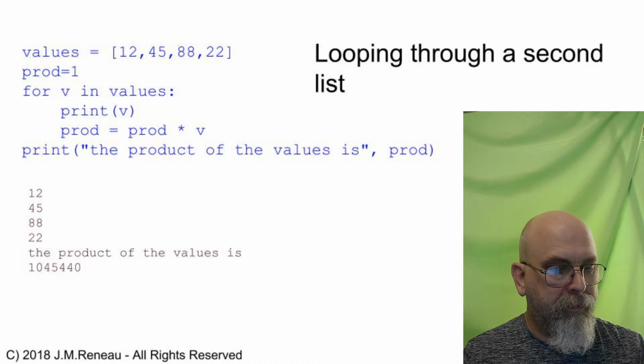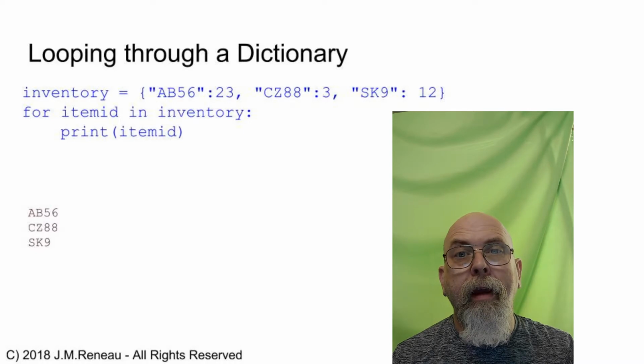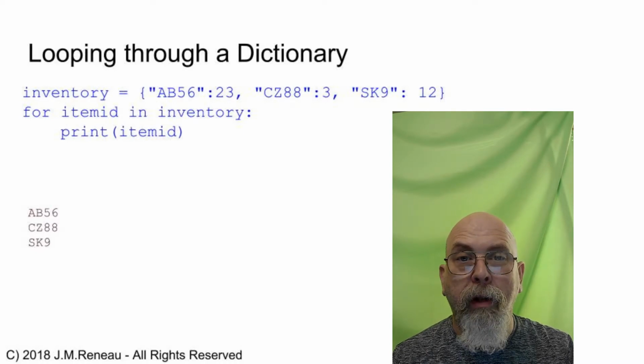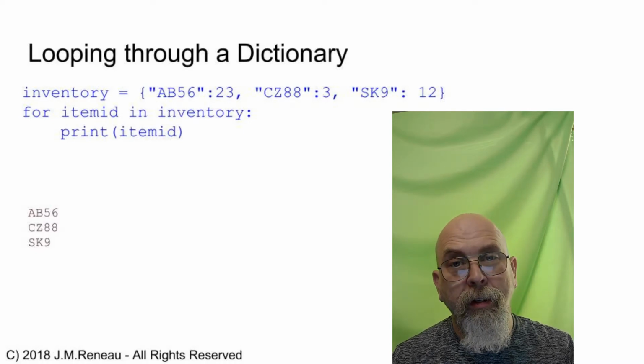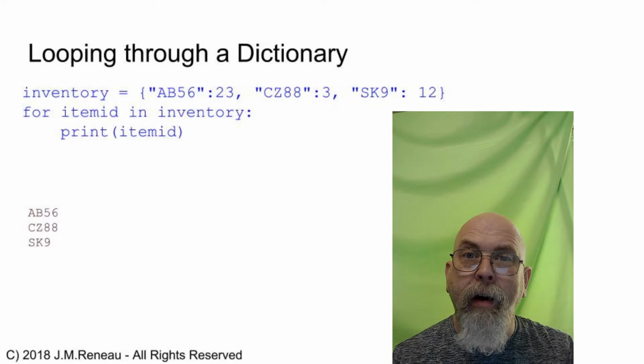Just as a quick aside, when you're looping through a tuple, it works the same way using the for loop as if you're looping through a list. Now let's talk about looping through a dictionary.